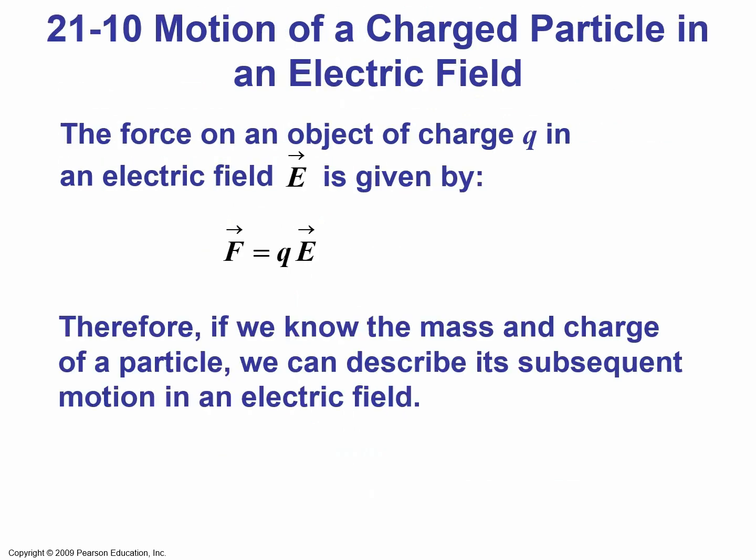Section 10. Motion of a charged particle in an electric field. The force on an object of charge Q in an electric field E is given by F equals charge times field, Q times E. Therefore, if we know the mass and charge of a particle, we can describe its subsequent motion in an electric field.